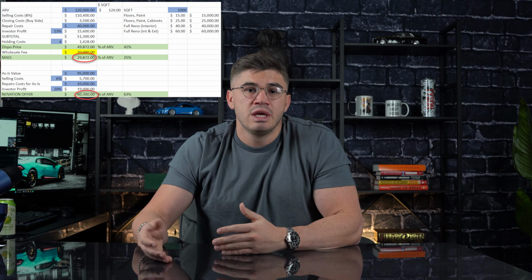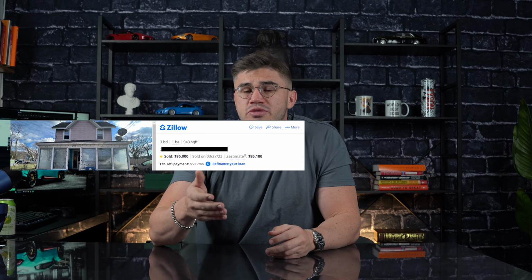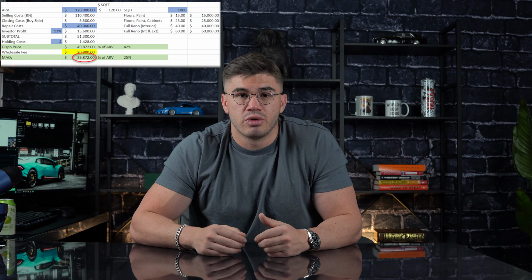A lot of beginners get really overwhelmed when it comes to estimating repair costs. And that's why I have this table right here that is going to give you a good baseline for what different levels of remodels will cost. It's all based on the square footage of the property. So in this example right here, we're looking at a 1,200 square foot property. And if all you have to do to the property is redo the flooring and the paint, it's going to cost about $15 per square foot, or $18,000 total.